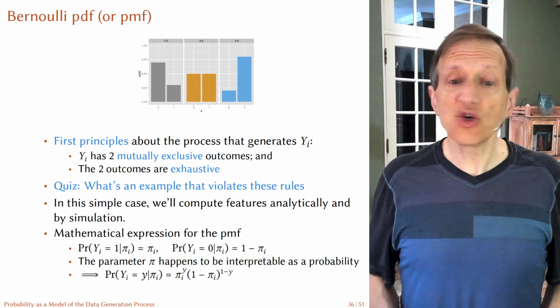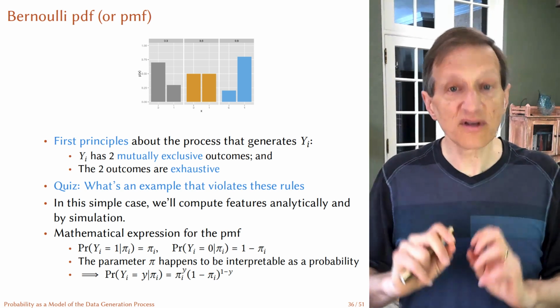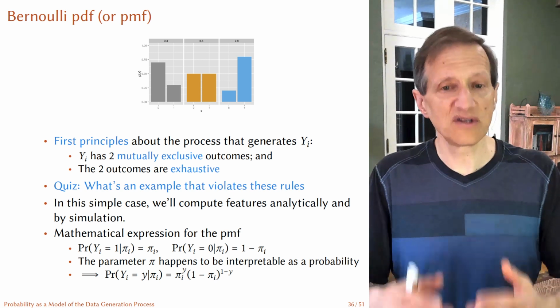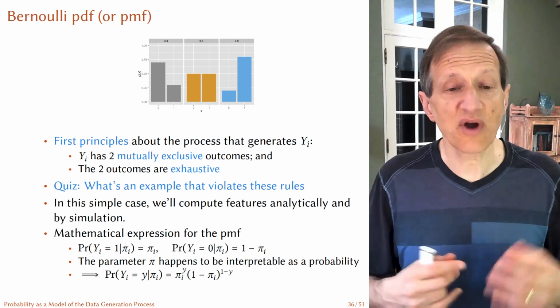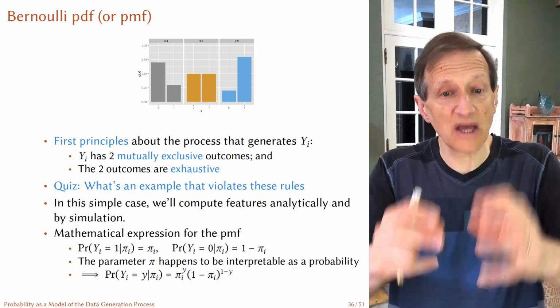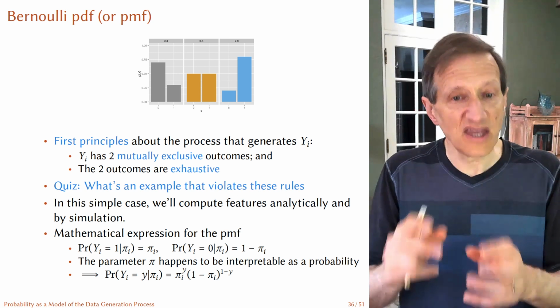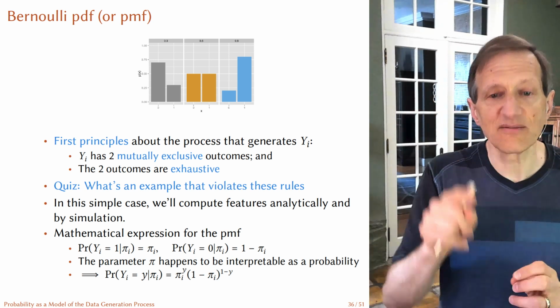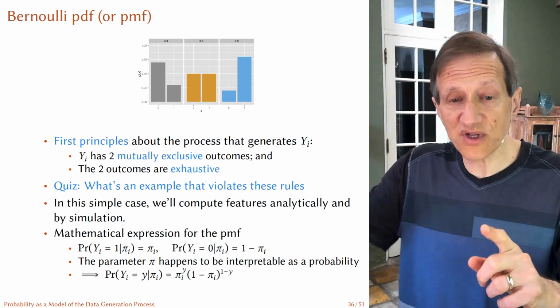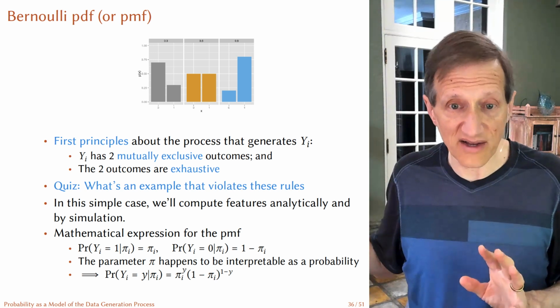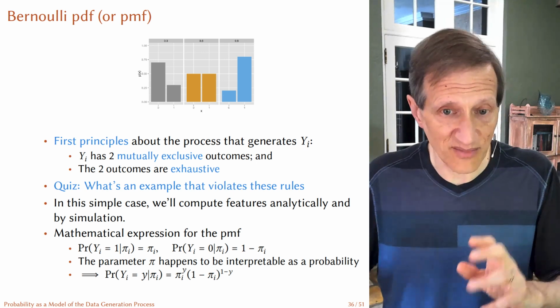We can put these two things together in one formula for convenience. So this is the Bernoulli probability density, the mathematical form of it. The probability that y is equal to some value, little y, given pi, is equal to pi to the y times 1 minus pi to the 1 minus y, if y is equal to 0 or 1, and 0 otherwise. I don't have that written down here, but that's implied.